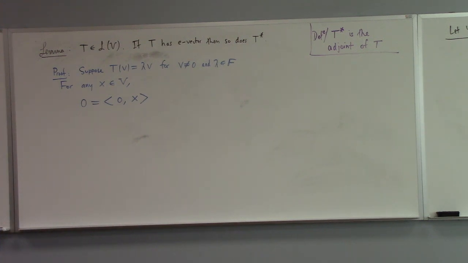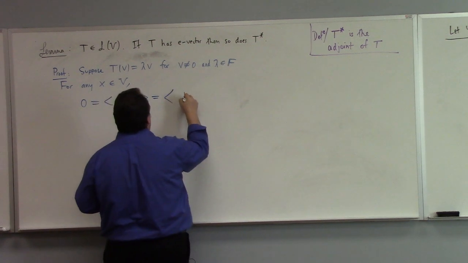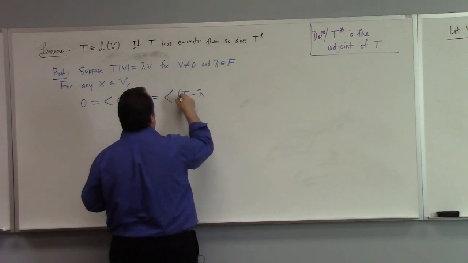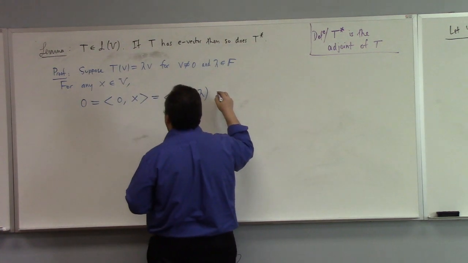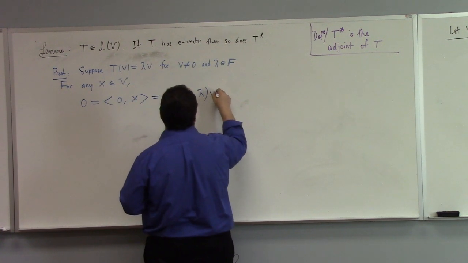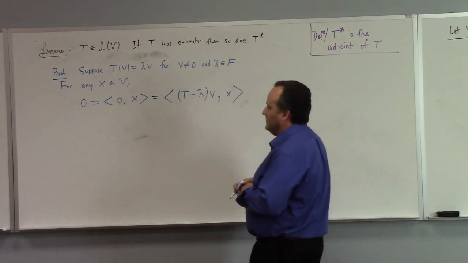What's up next? Well, we can rewrite 0 as, oh, I see. T minus lambda, right, times v, right? Because that's 0.